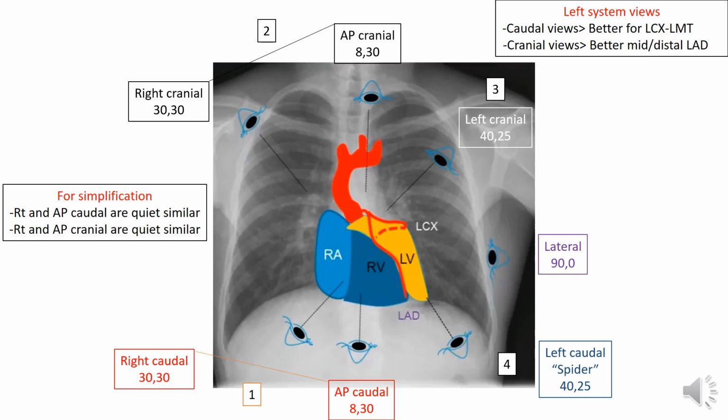So we have in this picture some views. We are looking from the direction of the head of the patient, called cranial views, and we have views on the opposite side called caudal views. The caudal views are good views for assessment of the circumflex artery and left main, while the cranial views are excellent views for assessment of the middle and the distal segment of the LAD.